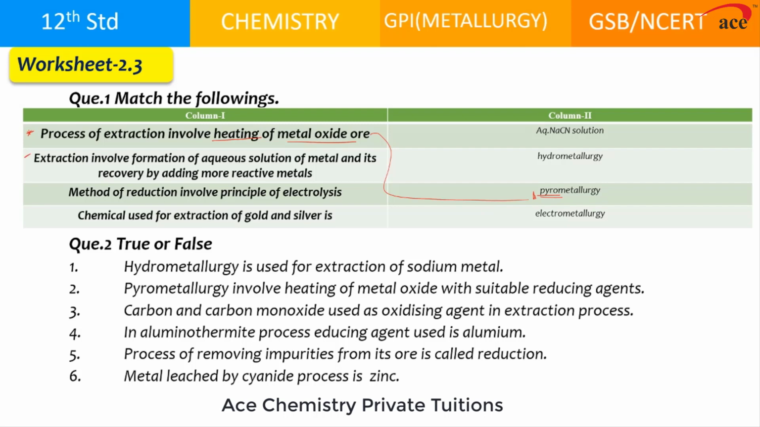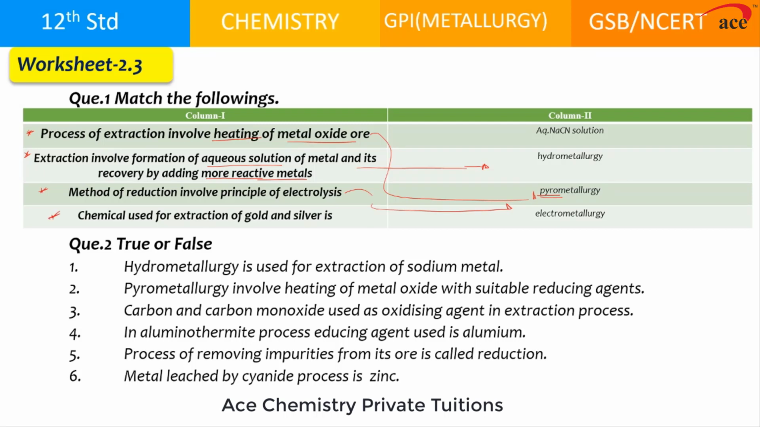The second statement: extraction involves formation of an aqueous solution of the metal, and it is recovered by adding a more reactive metal. Such a process is carried out in hydrometallurgy. So the answer is against it, you can see. The third question they have asked is a method of reduction involving the principle of electrolysis. Electrolysis is generally used for highly reactive metals, and this process is referred to as electrometallurgy.